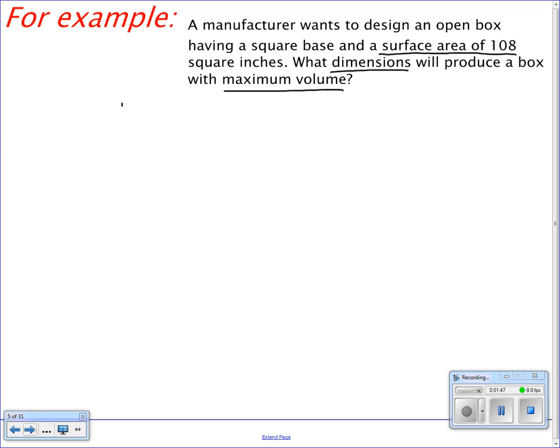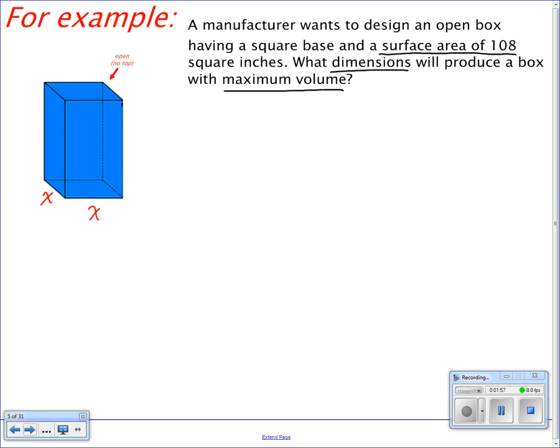It helps to have a diagram, so you can draw a picture. I'm going to label the sides. The base is a square, so I'm going to use x for the lengths of the two bases. And it's a box, so we also have a height. What we want to maximize, again, is volume. So the volume of the box is going to be the area of the base, x times x, or x squared, times the height, which is h.